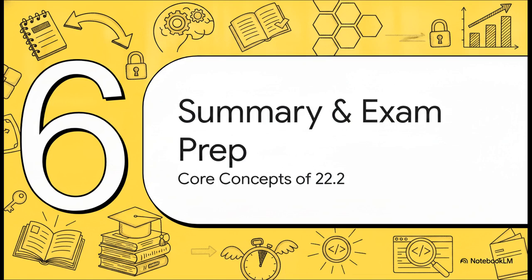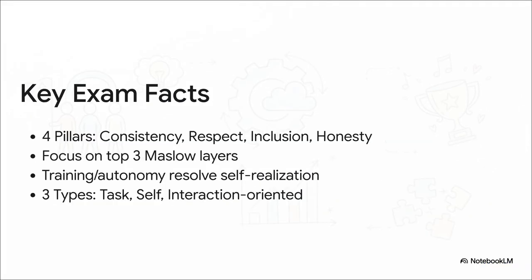Finally, Section 6, Summary and Exam Preparation. That brings us to the end of the core concepts for Section 22.2. Let's do a comprehensive recap to solidify this material and make sure you're totally prepped for your exams. Here are the absolute key takeaways you must remember. First, technical brilliance does not automatically equal management skills. Soft skills are a completely different ballgame. Second, memorize the 4 pillars of management: consistency, respect, inclusion, and honesty.